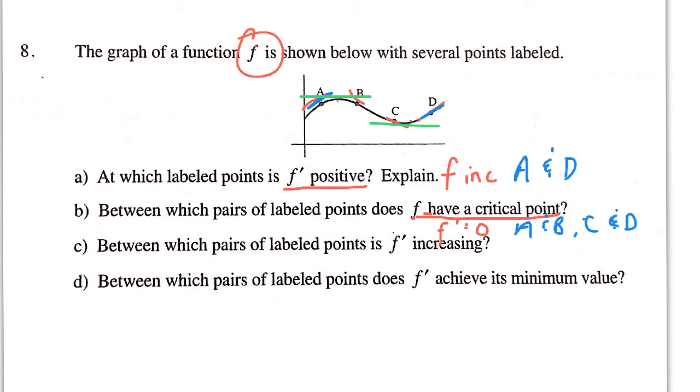Alright, between which pairs of labeled points is f prime increasing? Alright, so again, we got to relate it back to the graph of f. When f prime is increasing, f is concave up. So where's f concave up? Well, I would say it starts somewhere about here and goes through there. So between which pairs of labeled points? Maybe I'll say between B and D because it extends a little farther than point C.